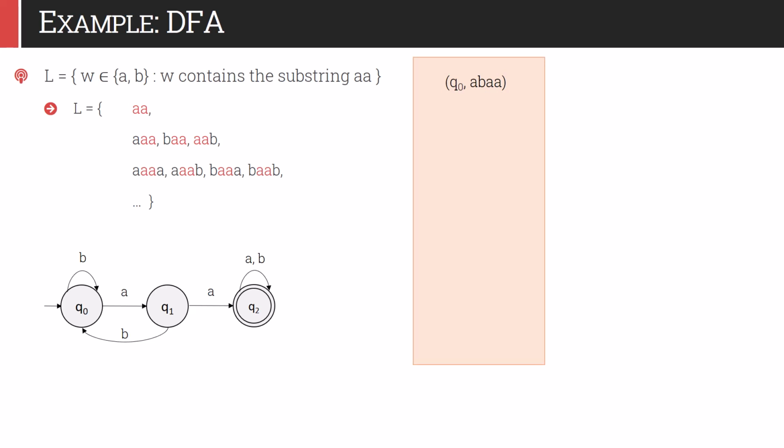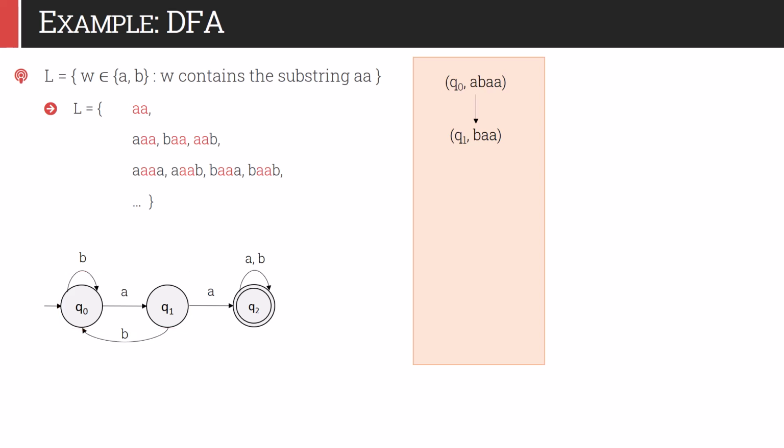Let us trace the string. Suppose we are in initial state Q0 and we are given the string A, B, double A, and we have to check whether the DFA will accept this string or not. So input is A and state is Q0. If we look at the transition diagram, we are moving to state Q1 on input A. So one symbol is processed, we are in state Q1 and the remaining symbols are B double A.